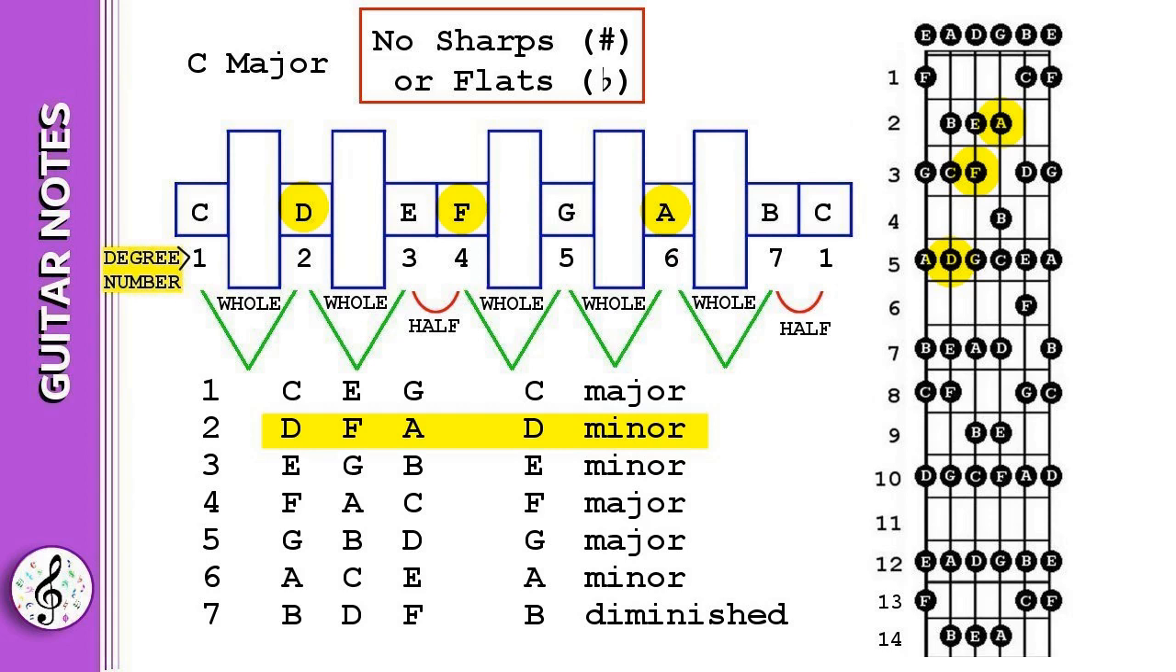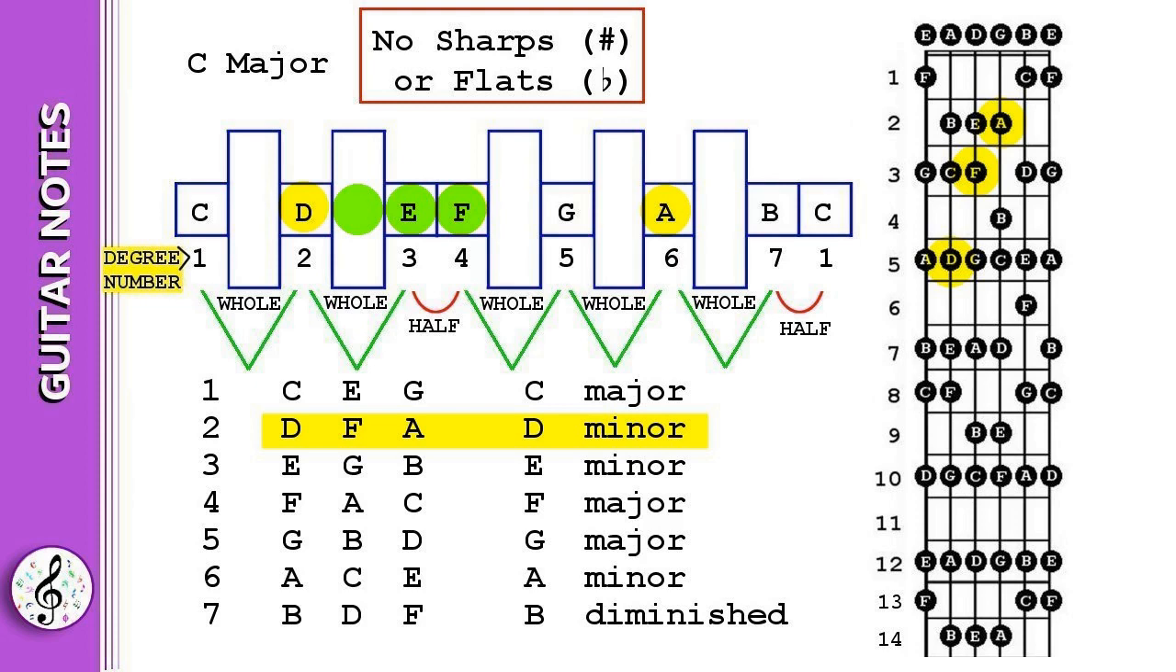And we know it's a D minor because between the notes D and F, starting at the D, we have 1 step, 2, 3. We have 3 half steps. So that denotes that it is a minor chord.